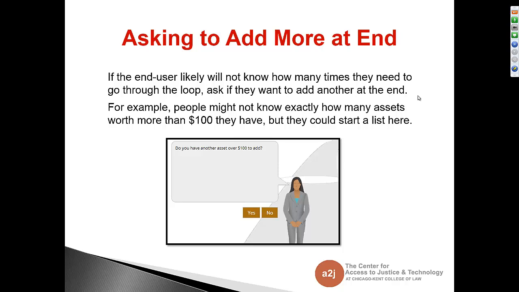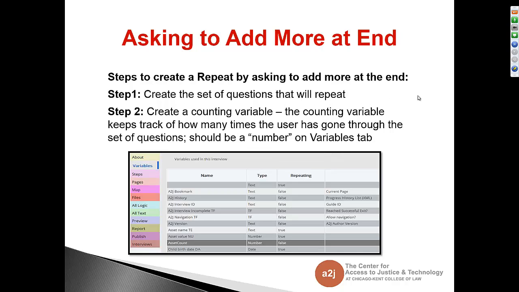So they might not know, you know, they have their house, their car, their jet ski, their stocks, their bonds, all that kind of stuff. They might not think of that, you know, I have 14 assets over $100 that I need to talk about. But as they keep going through, they're like, okay, yes, and I have this one to add, and I have this one to add, and I have this one to add. So this is the way for when they don't know upfront how many assets or how many things they need to go through the loop. This one only has 6 steps, so it's one step easier, but it gives you the exact same outcome.